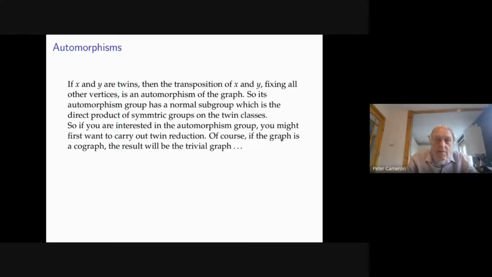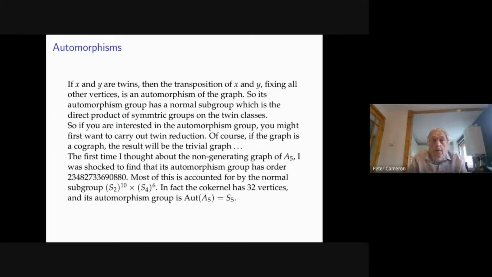And of course, if the graph is a cograph, the twin reduction will take you right down to the trivial graph. But if it's a cograph, then we understand something about the automorphism group. It's built by direct product and wreath product with symmetric groups. I first became aware of this when I was thinking about the non-generating graph of A5. And so I just asked the computer to tell me how many automorphisms it had, and I came up with this vast number.